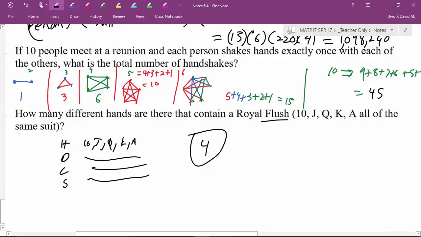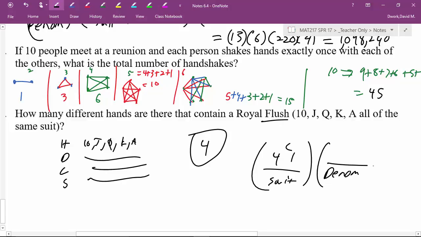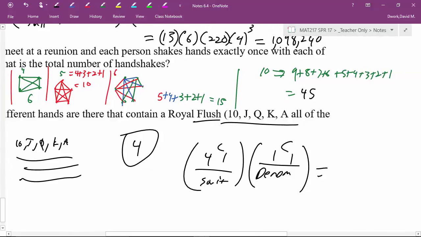Now, if you want to do it using combinations and permutations, you can. Firstly, we take care of the suit. Out of the 4 different suits, I'm going to need 1 because that's a flush. Now, take care of the denominations. How many choices do I have? I have 1 choice. It has to be 10, jack, queen, king, ace. So the number is 1. Or you could say out of my one option, I'm going to use that 1. So this is 4 times 1.